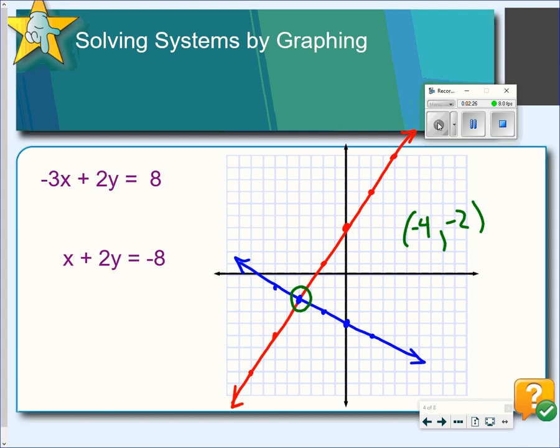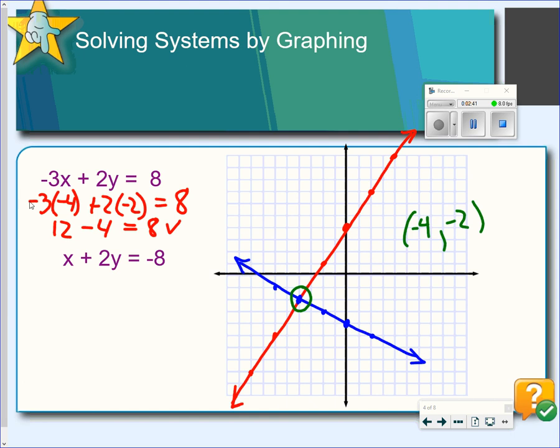So in the first equation, we have negative 3 times negative 4 plus 2 times negative 2. We want to see if that equals 8. So positive 12 minus 4, that does equal 8, so it works there.